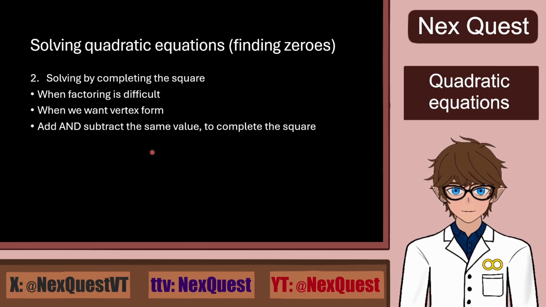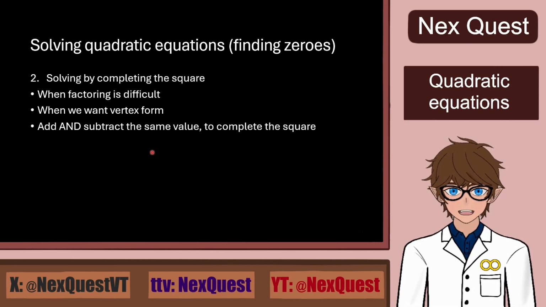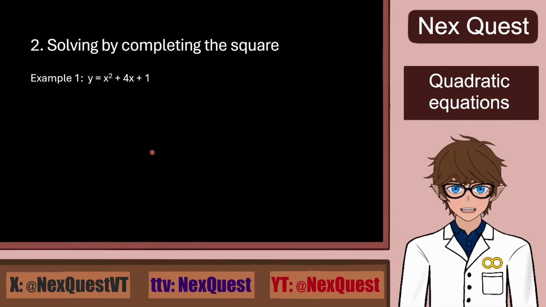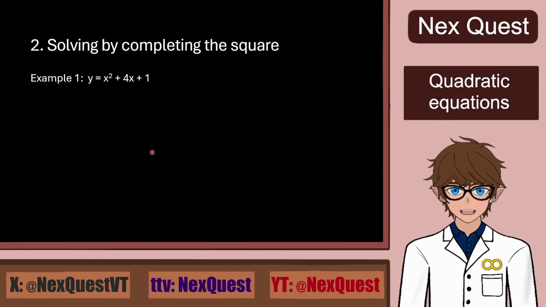Whatever you do to one side of the equation, you must do in the same way to the other. So if we were to add 9 on both sides, if we were to move that 9 back to the other side, we would get plus 9 minus 9. Let's stop with the theory and go into actual examples.